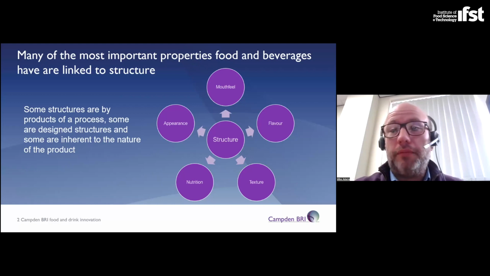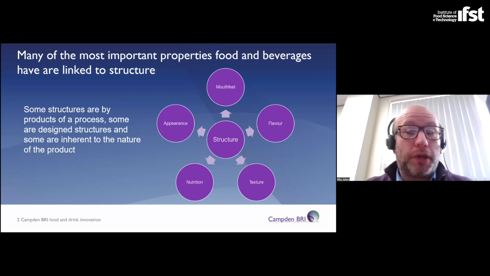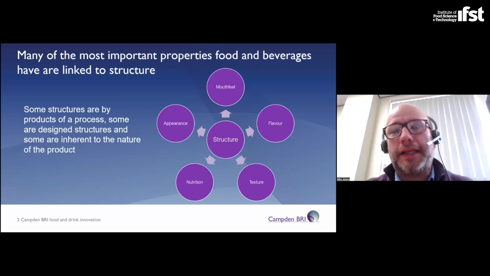structure. As I say, some of these are designed structures, the impact of the processes that we put foods and ingredients through, and some of them are inherent to the nature of the product. So it's really important to understand that distinction: some of these are the structures that nature has designed, and some are the structures that come at the end of processes that we put foods and beverages through.